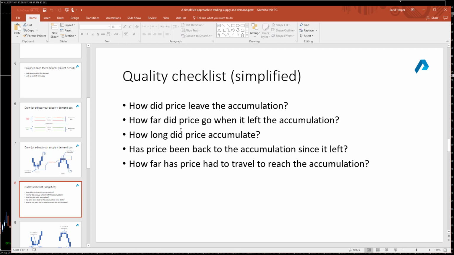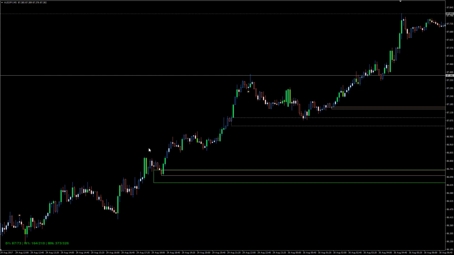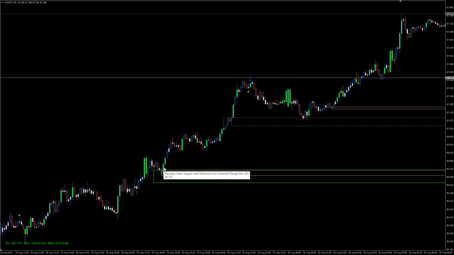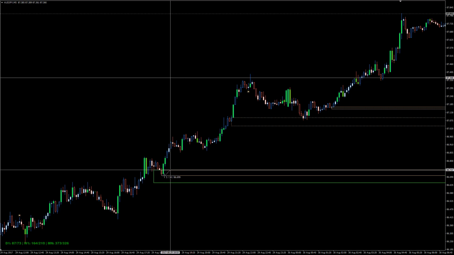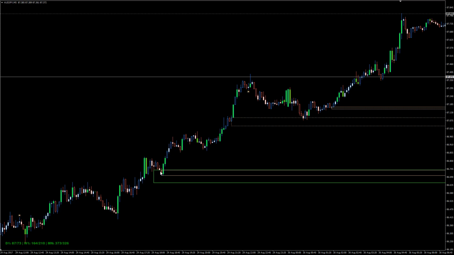Ask yourself the question: how far did price go when it left accumulation? Well, the algorithm in the software states that it has to go at least 3 times the size of this, which it did, and it has to do that within 3 bars. So by the time this candle closes, price has to have moved at least 12 pips, which it did. It moved about 13 pips. So this one has been qualified.